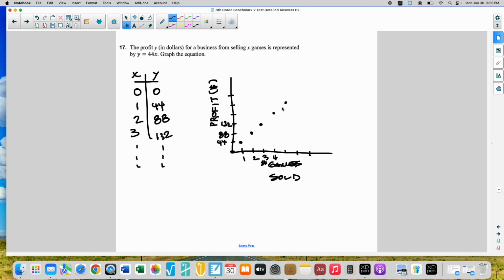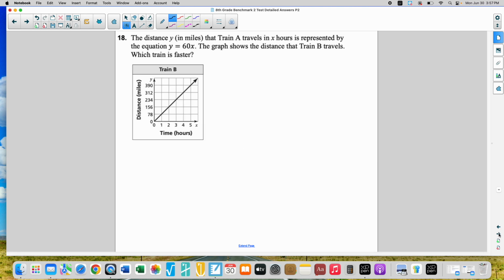I would not connect the dots here. And in the answer key, they actually connect the dots, but you can't buy a half a game. You can only buy single games. So this is not going to be continuous. It's going to be discrete. Very important word that you should have learned in 7th grade. So that's where I differ from the answer key. So hopefully it makes sense.